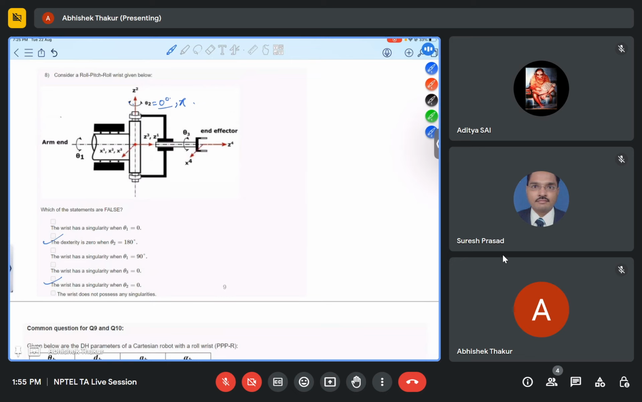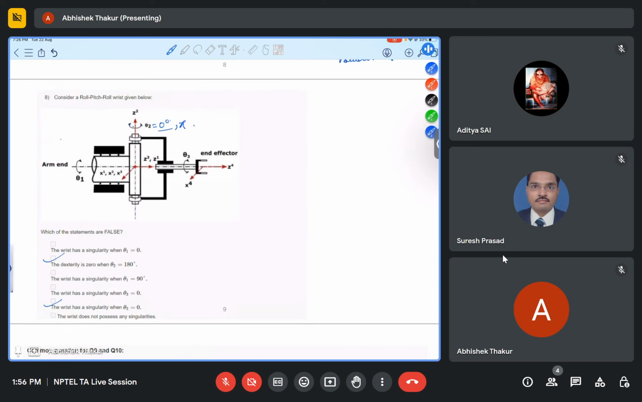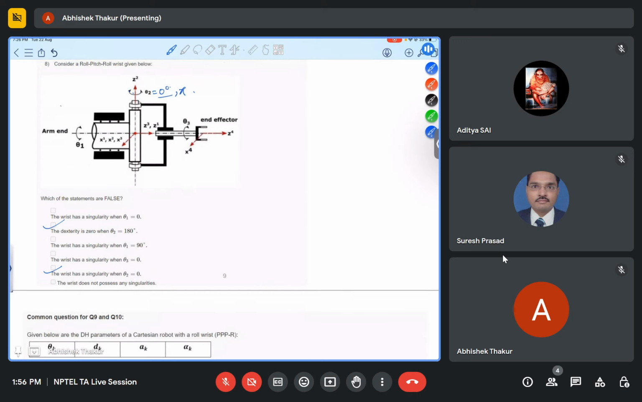And also we can see the waist has a singularity when theta 2 is equal to 0, and the dexterity is 0 when theta 2 is equal to 180 degrees. When theta 2 is equal to 0, the arms will be at the boundary, so it will give a singularity, a boundary singularity. So option B and option E are correct for this question.